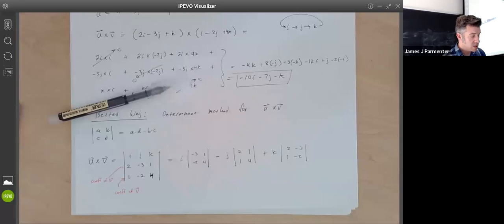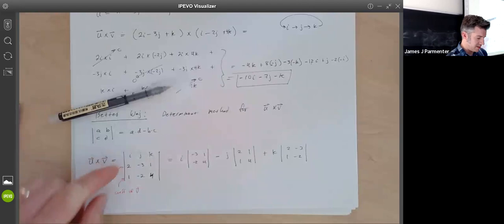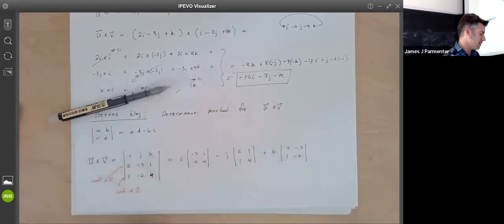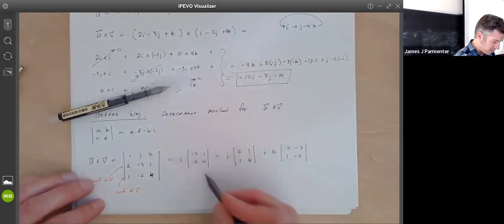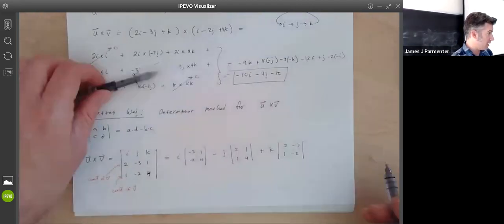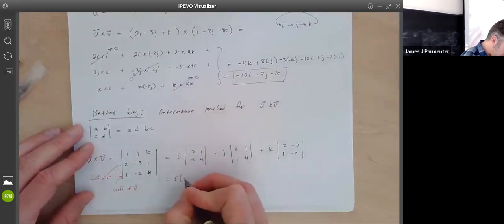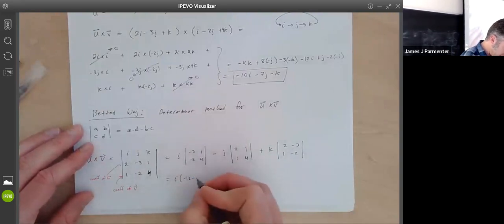Totally works. You could use a different row or column if you wanted to, but this one's the nicest because you get just i times your thing and j times your thing and k times your thing. So that's the one that makes the most sense. And then we're going to calculate the determinant of each of these 2x2s in the way we just did. So this is going to be i times -3 times 4 minus 1 times -2.